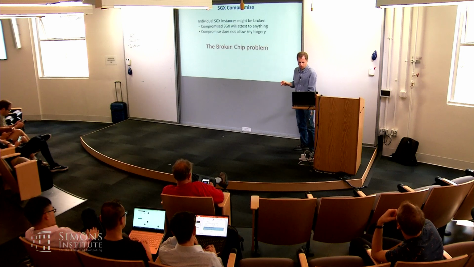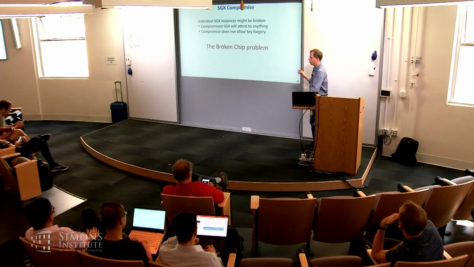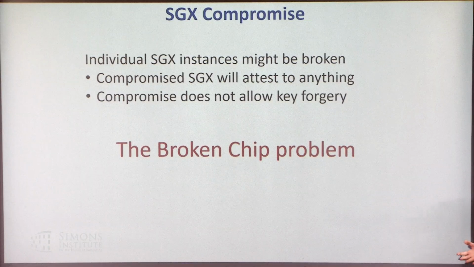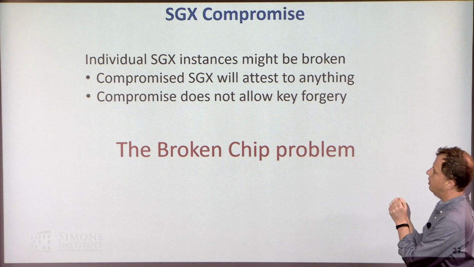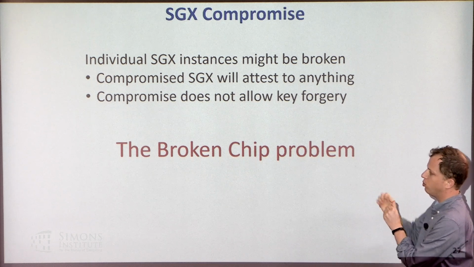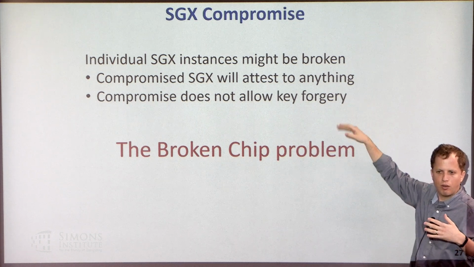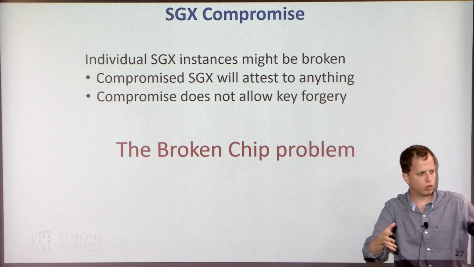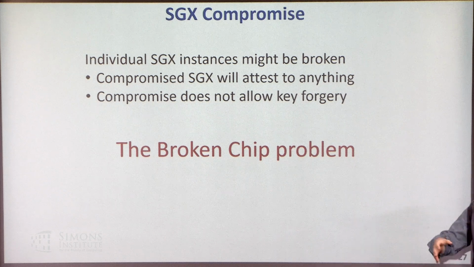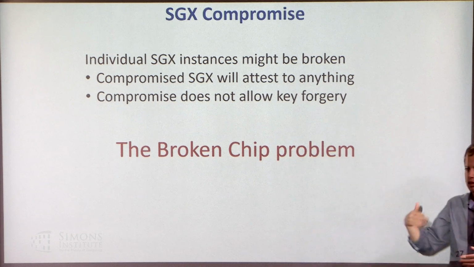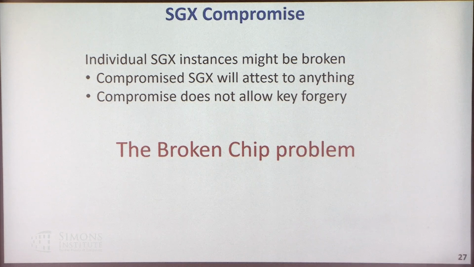Okay. Very briefly about the broken chip problem. Say you got that expensive Microsoft and you compromised your own chip, and now you're able to attest to anything. You're not able to create many fake chips, only Intel will be able to do that. But you'll be able to create as many attestations as you like for blocks without doing any work.